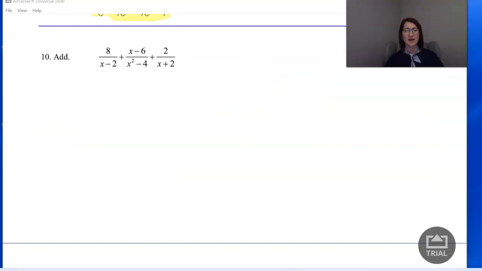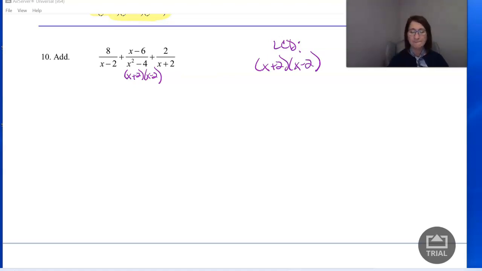All right, let's go ahead and try number 10. Why not? So the only thing that can be factored is this middle expression, and that's going to be x plus 2, x minus 2, because that's the difference of two squares. My LCD is going to be x plus 2, x minus 2. So I'm going to set this up.